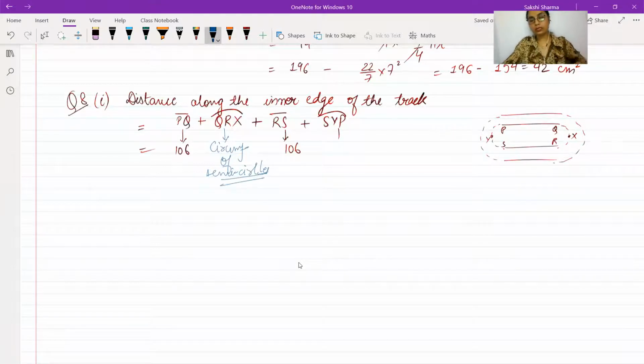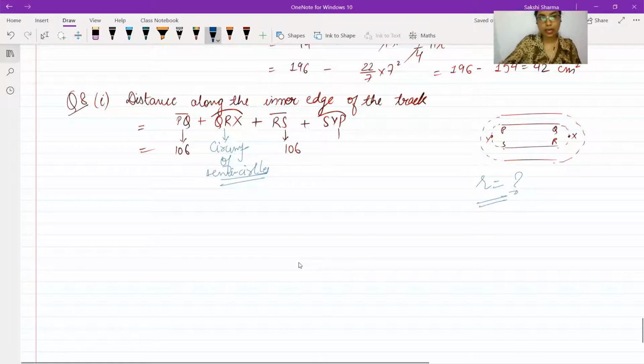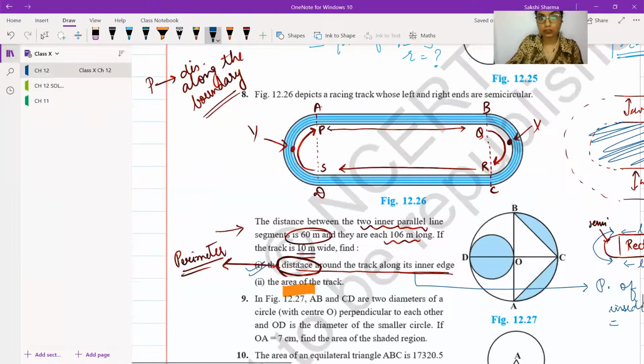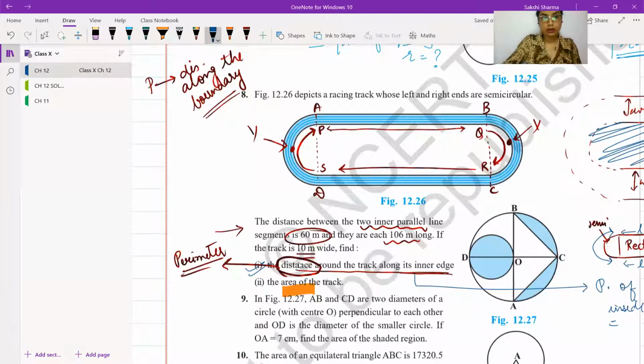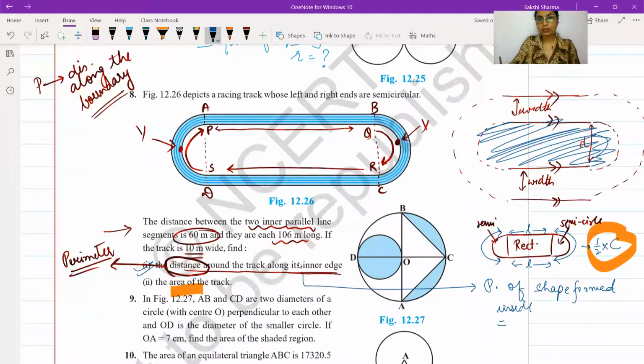Now, to find out the circumference of the semicircles, you require to find out the radius. Let's go back to the diagram and see what will be the radius of these semicircles. Read the question again and see. The distance between the two inner parallel lines is 60 meters. So that means this distance PS is 60 meters, and this is the diameter of the semicircle. So if you have the diameter of the semicircle formed inside, you can find out the radius for this as well. Is that right?